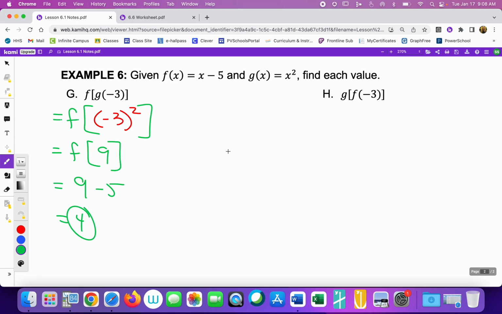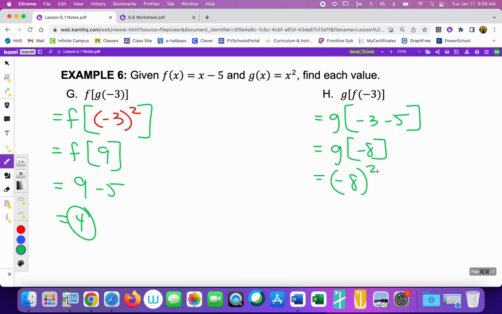Yes. Okay. So the f function, -3 into there. So that would be g of -3 minus 5. Which is -8. That goes into the g function, but you have to square the negative also. So it's -8 squared, which is positive 64. If you got -64, you need to put parentheses. Okay.